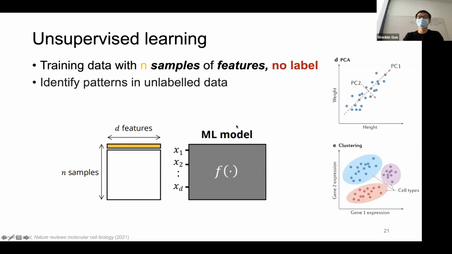And unsupervised learning is that we don't have this label, and thus we cannot do those kind of prediction. But the good thing about unsupervised learning is that we can actually identify the patterns in our data. For example, here we still have the samples and the features, like the individual and the gene expression. We can use dimension reduction to see if our samples can well separate into two different groups, like cancer, not cancer, unhealthy, or different populations or subpopulations. This is called PCA or a clustering algorithm.